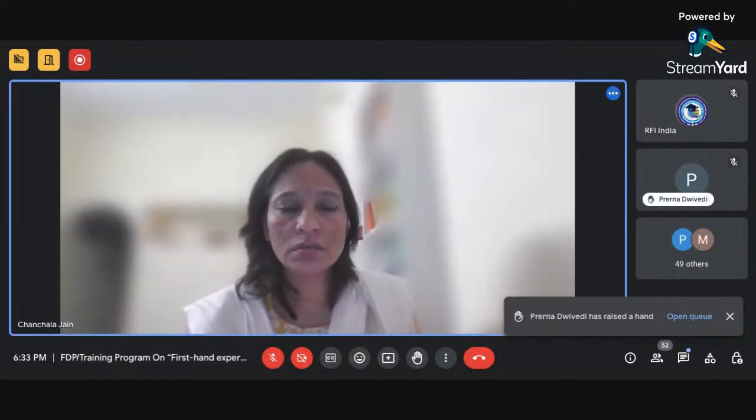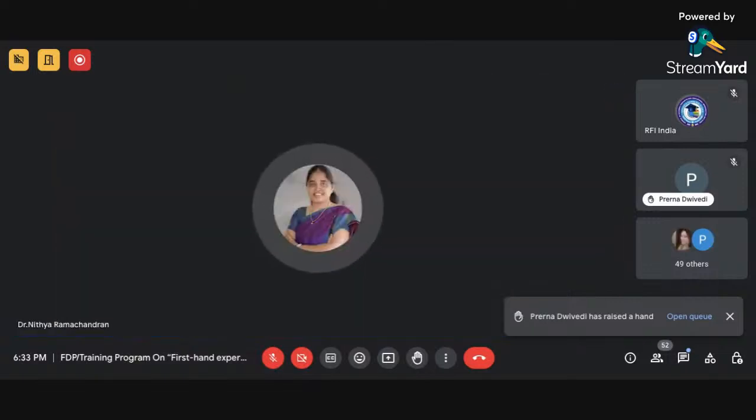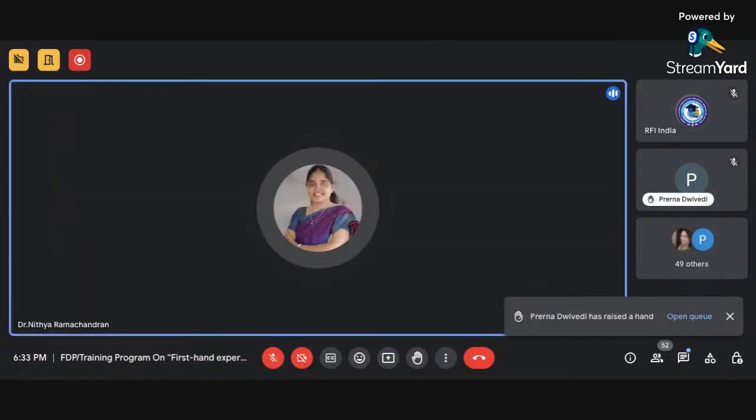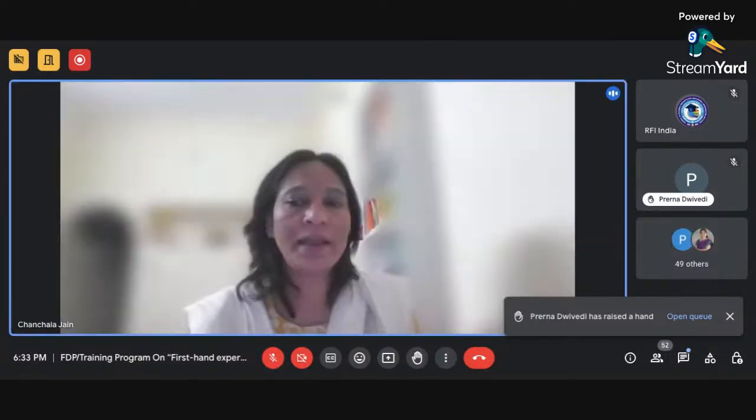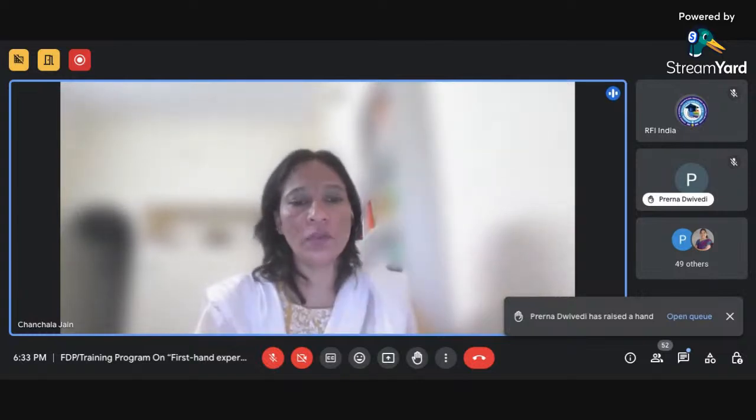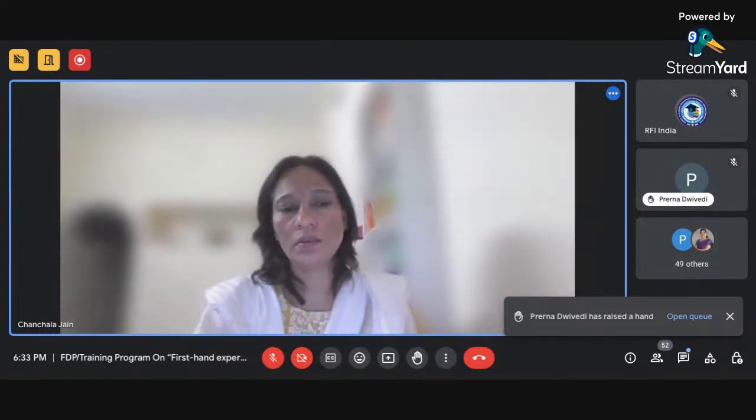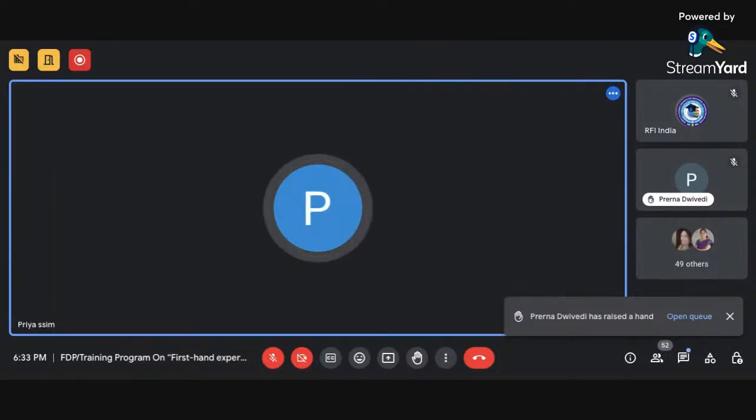Ma'am, in data, number 40 is empty, ma'am. There is no value. That is why you can fill that value. The value is in my sheet. The value is 118. You can fill that value, no problem. And then run it again.